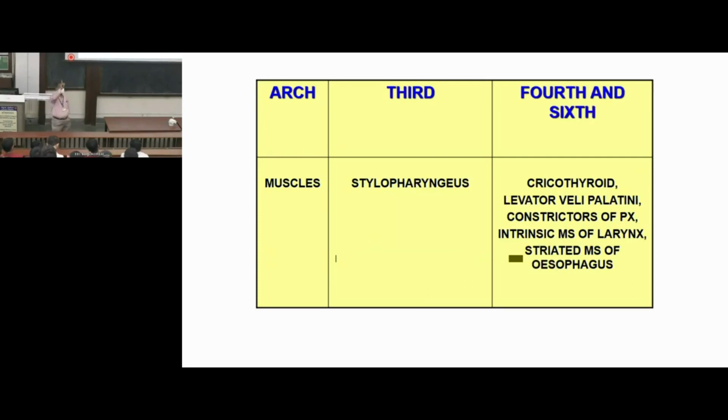Third arch, there is only one muscle that is derived. Stylopharyngeus. So naturally, when there is only one muscle derived, this will be a question for MCQ. The muscle derived from the third pharyngeal arch. The muscle supplied by the nerve of the third pharyngeal arch. Answer is same. The muscle supplied by glossopharyngeal nerve is stylopharyngeus, which is the nerve of the third arch. And fourth and sixth arch, all are the muscles of larynx, constrictors of pharynx, and striated muscles of esophagus.